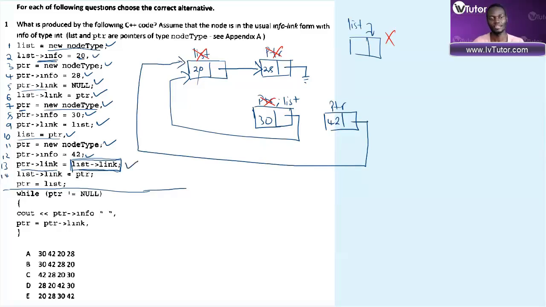Line 14, list.link equals, where is list? List is here, didn't move.